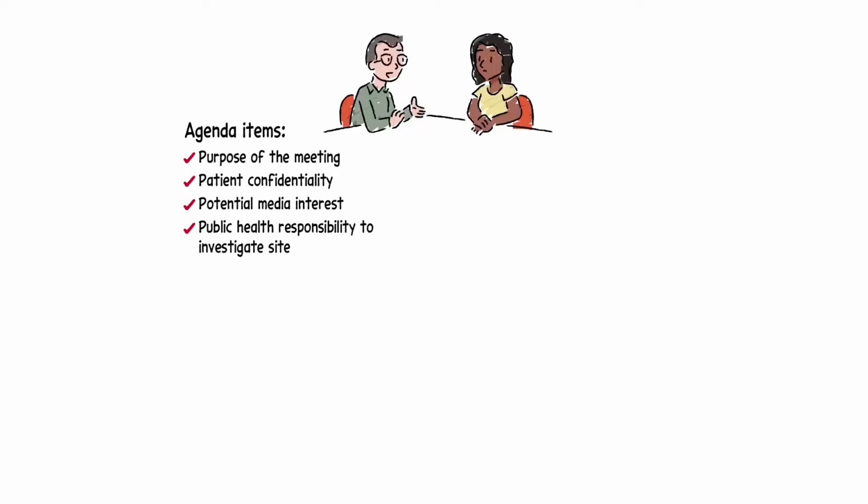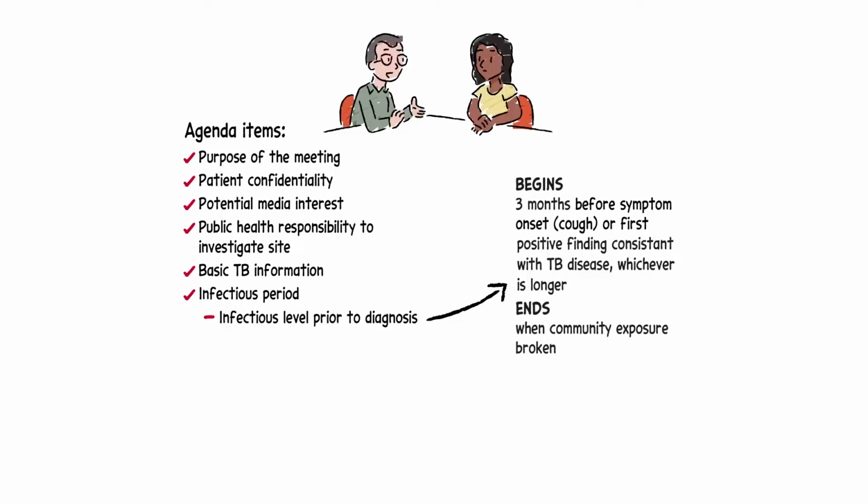Because there are misconceptions surrounding TB, it is wise to provide basic TB information as well. Define the infectious period and its role in the identification of contacts. Explain the health department's role in ensuring treatment adherence when the patient is cleared to return to the site.